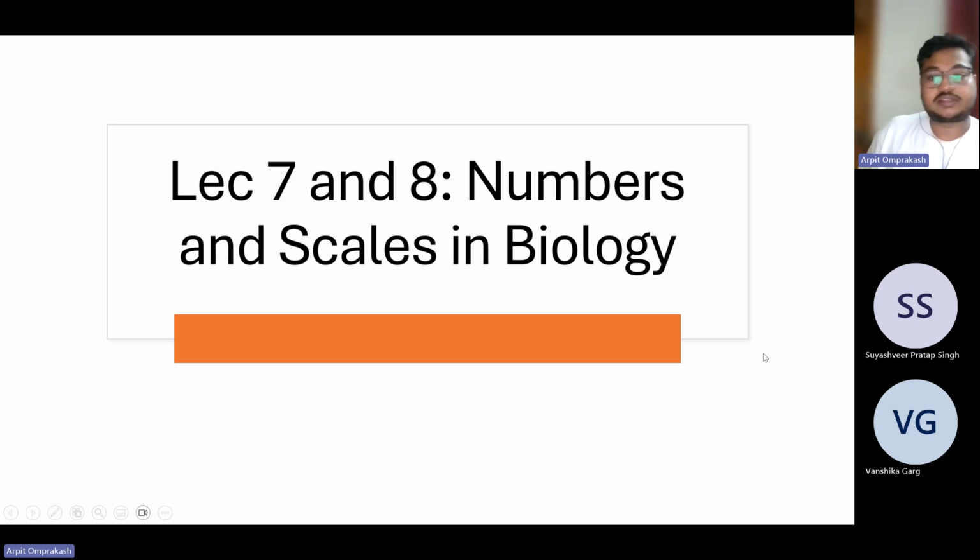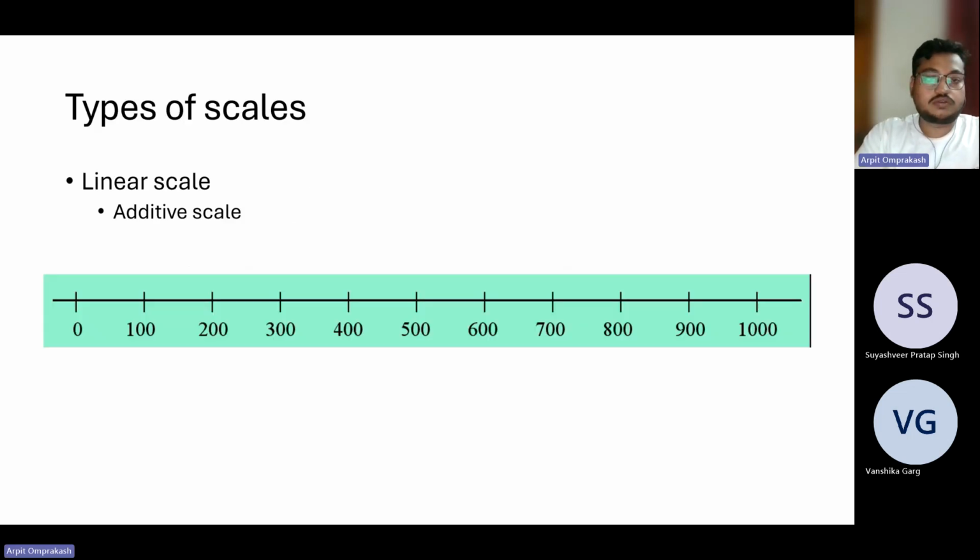So anyways, we'll get started with lecture 7 and 8, numbers and scales in biology. Both the lectures are on the same topic, so I've just combined both of them so we can go through it together. First, I talked about what are the different types of scales that we generally use in biology, and we talked about the linear and the log scale. So we'll discuss both of them.